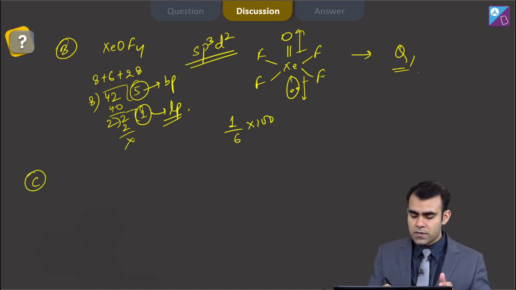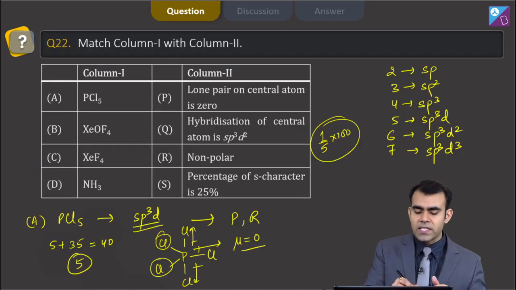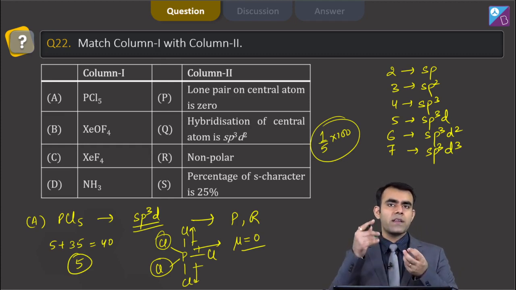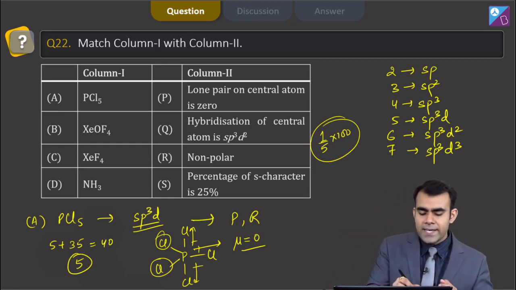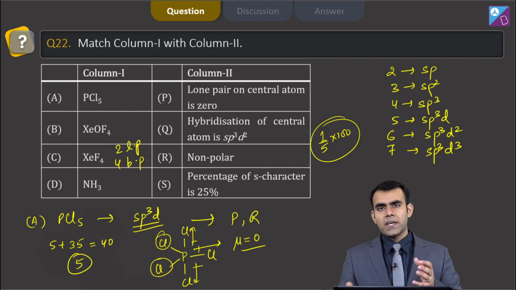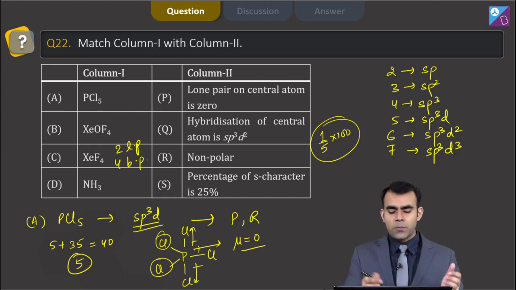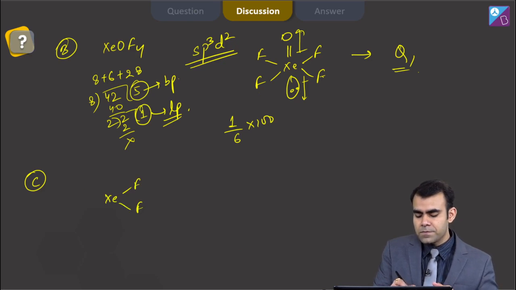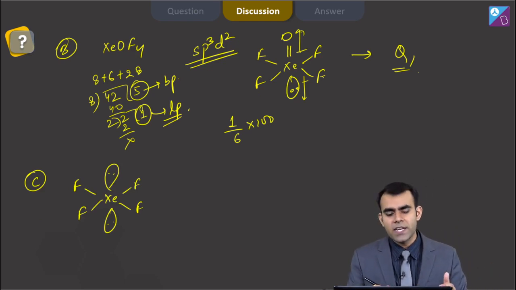Let's see option C, that is XeF4. Yes, here xenon forms 4 bonds with fluorine, with 4 electrons left. It means 2 lone pairs and 4 bond pairs. Now the 4 bond pairs are arranged in the equatorial position, and the lone pairs are present axially. So this is like this, 4 fluorine, and the lone pairs are far away from each other, that is at 180 degrees.